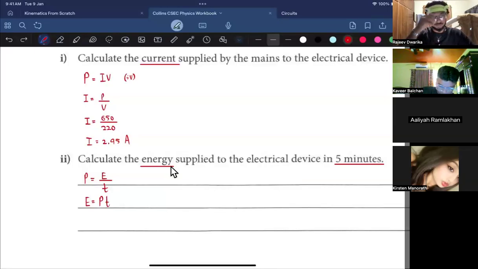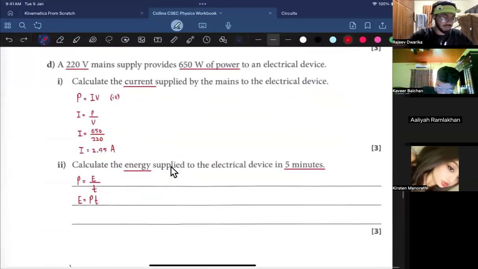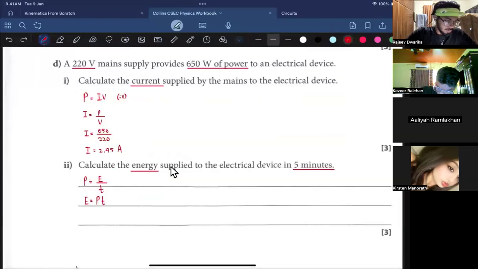Right? What's the power given at the start of question B? 650. So E is equal to 650. And what's the time? 5. But there's a catch. Are we just going to put 5 here? No. We need to convert that to SI units. So 5 minutes into SI units is what? SI unit for time. 5 minutes is what in SI units?